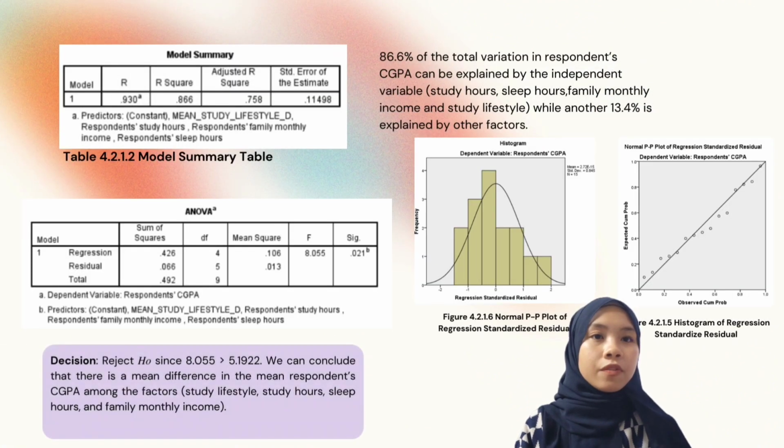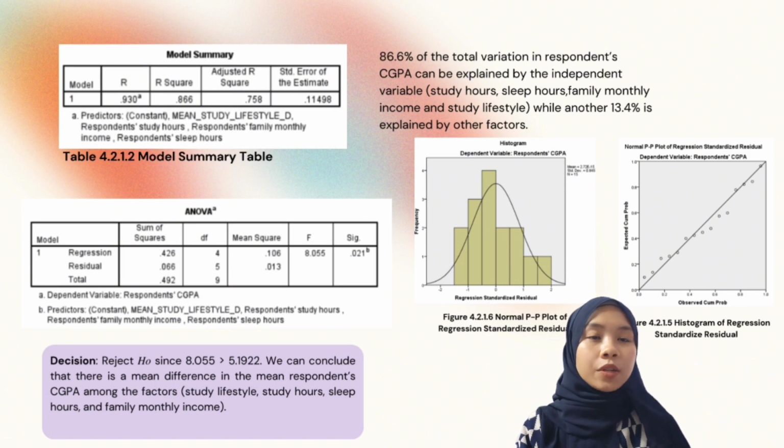Next, from table 4.2.1.2, the model summary table, 86.6% of the total variation in respondents' CGPA can be explained by the independent variables, which are study hours, sleep hours, income, and study lifestyle, while another 13.4% is explained by other factors.